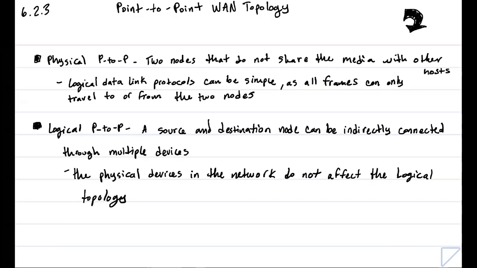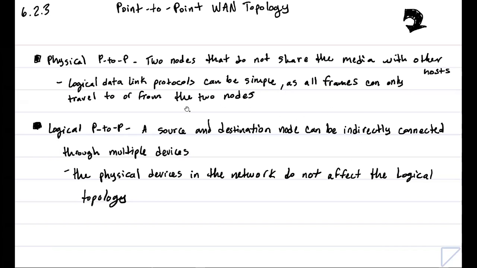There's something in the book that is talking about how point-to-point connections can have different devices in the center, but if you have a logical point-to-point, the end devices are not going to see the intermediary devices in the middle. Physical point-to-point: two nodes that do not share the media with other hosts. So there's one cable and no other devices connected to that cable other than the two devices sending and receiving. Logical data link protocols can be simple.